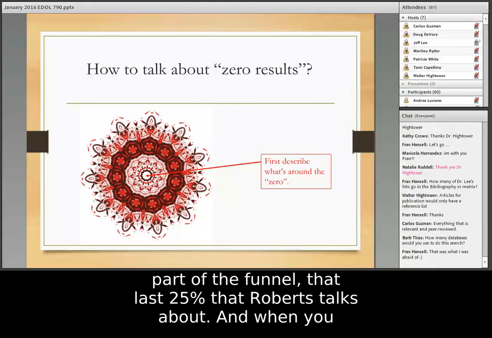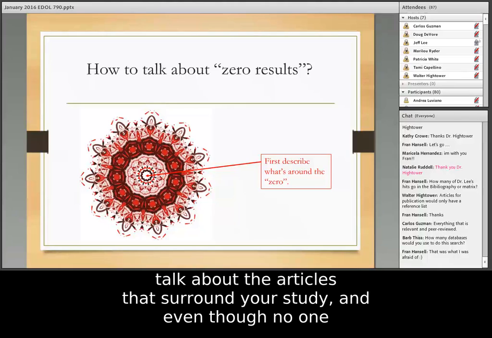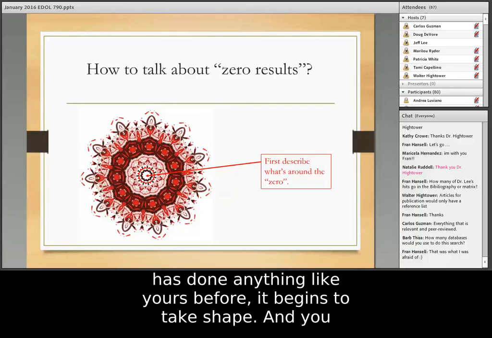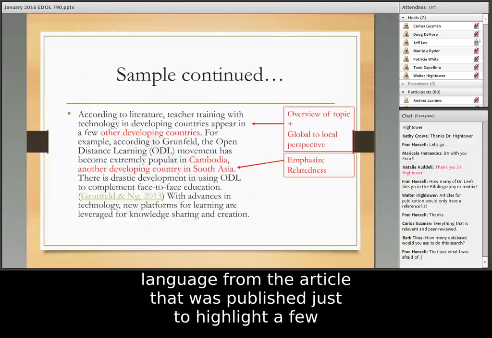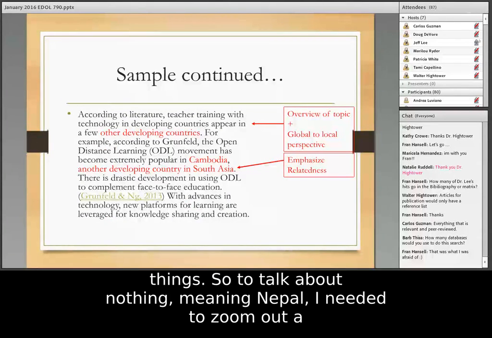So again, this is that last part of the funnel, that last 25% that Roberts talks about. And when you talk about the articles that surround your study, even though no one's done anything like yours before, it begins to take shape, and you begin to do what I call situating your study. Okay, so I'll pull some more language from the article that was published just to highlight a few things.